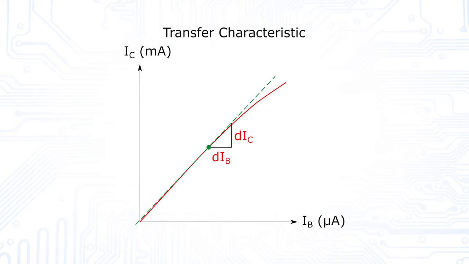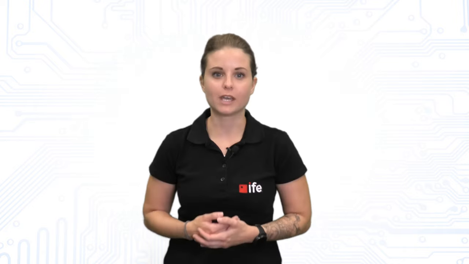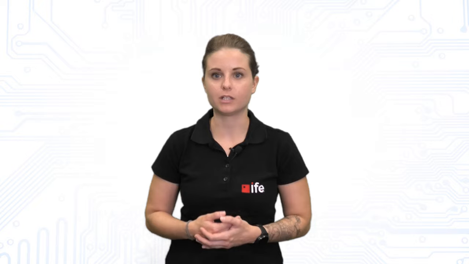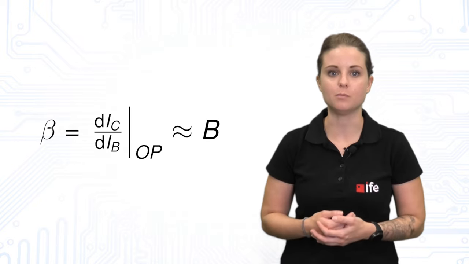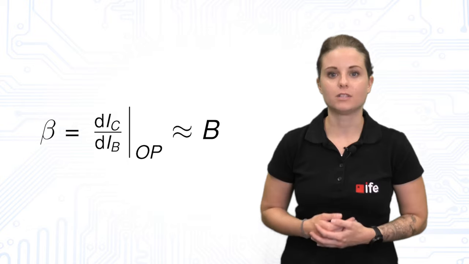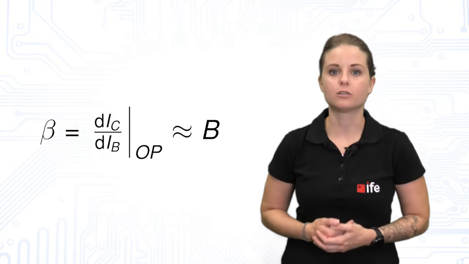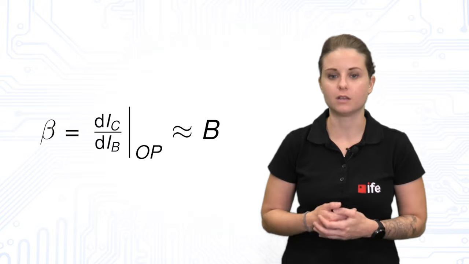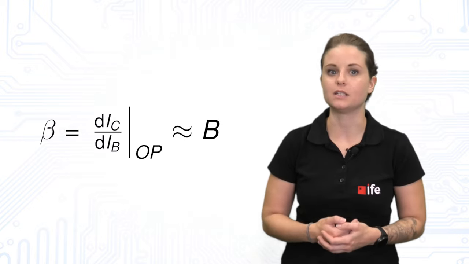The transfer characteristic shows that the collector current and the base current are interdependent. To derive the small signal equivalent circuit, we first have to linearize the characteristic by forming the derivative in the operating point. As a result, we get the linear dependency between the collector current IC and the base current IB. From this, we can derive the formula for the small signal current gain beta, which is IC over IB. Since beta is just a linearization of the DC current gain B, and we consider only small deviations around the operating point, we can also write B instead of beta.